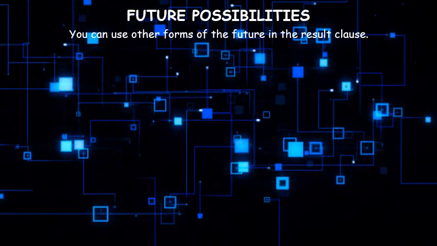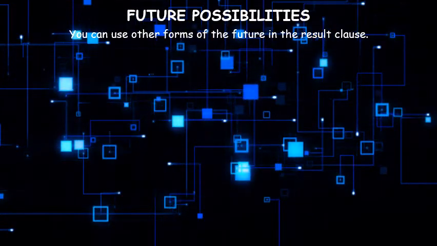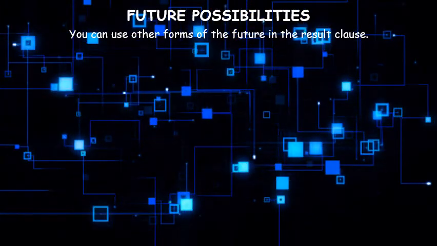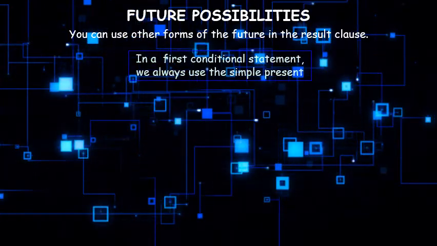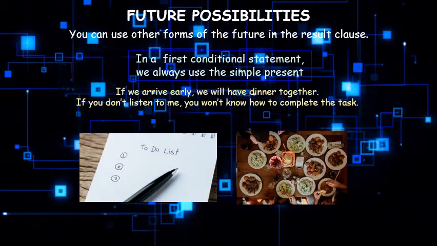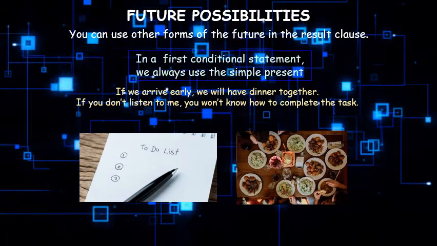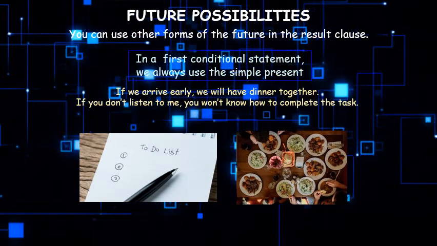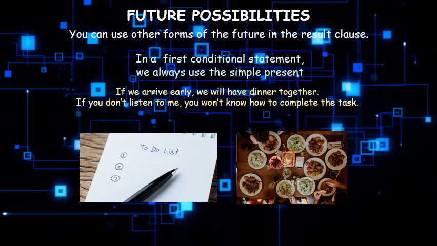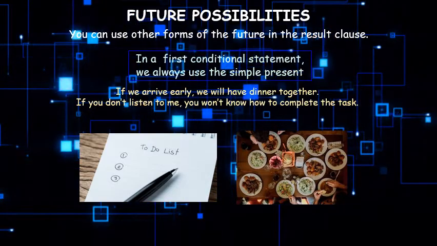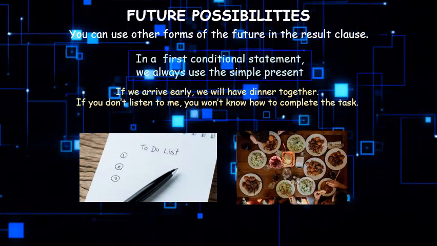Now, my kids, what happened with the first conditional? I told you before that it talks about future possibilities. And you can use other forms of the future in the result clause. For example, in a first conditional statement, we always use the simple present. Always. If we arrive early, or if you don't listen to me. So we have two examples, right? What happened in the if clause? In the if clause we have to use the present simple. And what happened with the main clause? We have to use we will have dinner together.